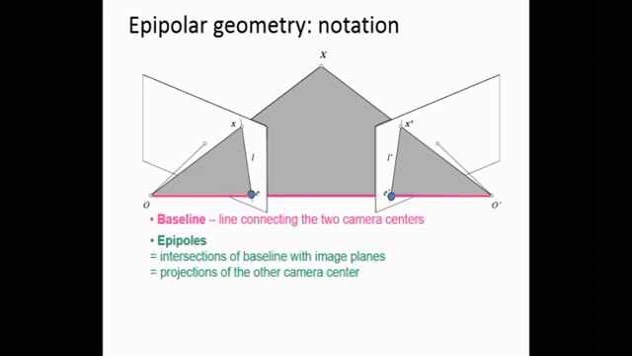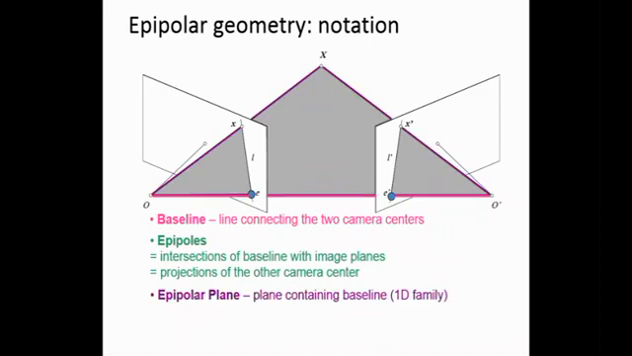And you can imagine if the cameras are parallel, then their baseline is going to be parallel to the image plane, so it'll be at infinity. Another way to think of it is that it's a projection of the other camera onto the image plane. So it's basically where you see that other camera. But it might be outside of the image extent.